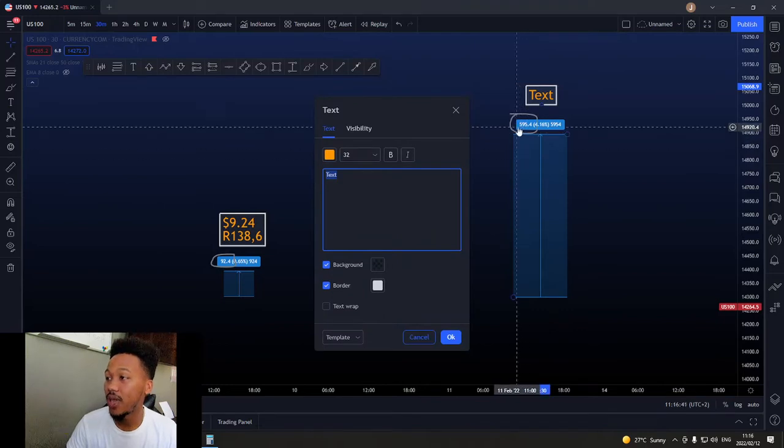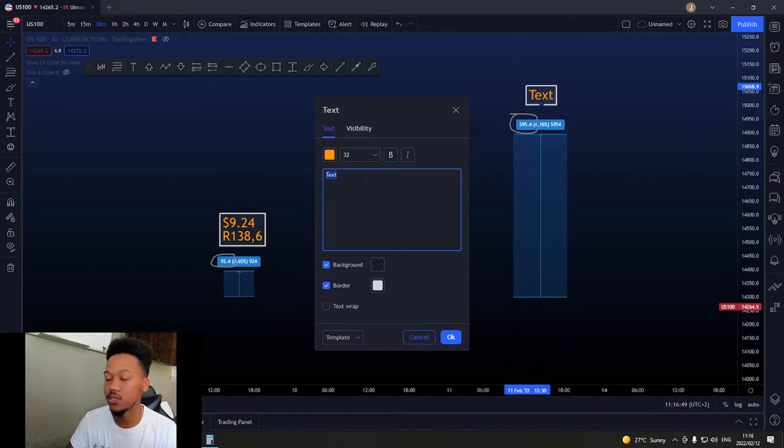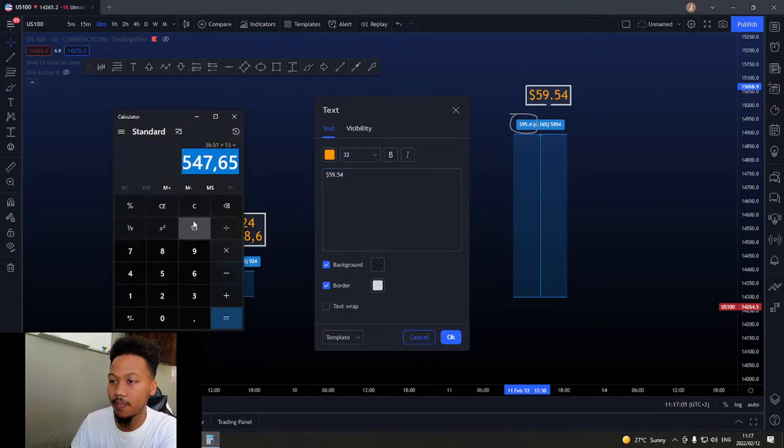As we can see, we have 595.4. So what are we gonna do? We're gonna take the 5, bring it over so that they can be 2 decimals. Okay, so let's see how much that is in dollars. We're gonna have $59.54. So let's see how much that is equivalent in ZAR.